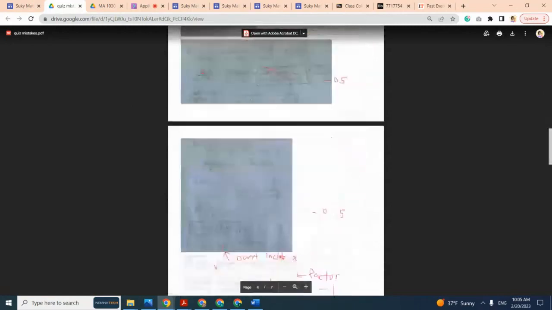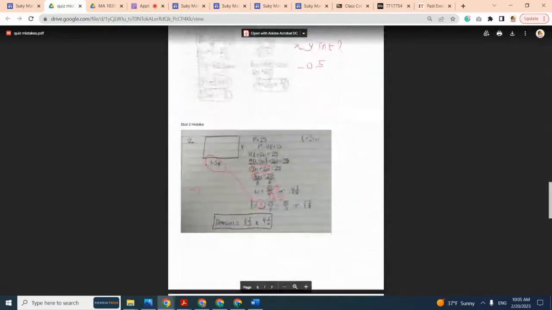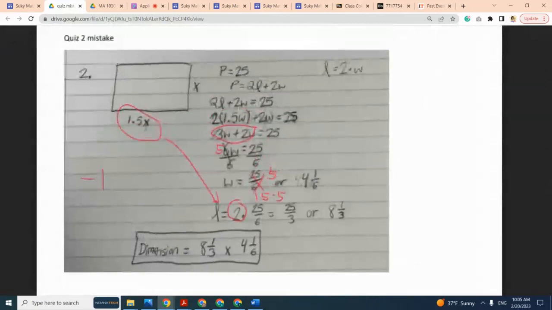How about quiz mistakes? So it's still the same file, okay? We have quiz 1 mistakes and now it's the quiz 2 mistakes. So here, the mistake is 3w plus 2w is 5w, okay? This is addition, not multiplication. Be careful. And then after you get to the 5, width is 5. Length is 1.5 times width, not 2 times width. Okay, so check your work carefully.